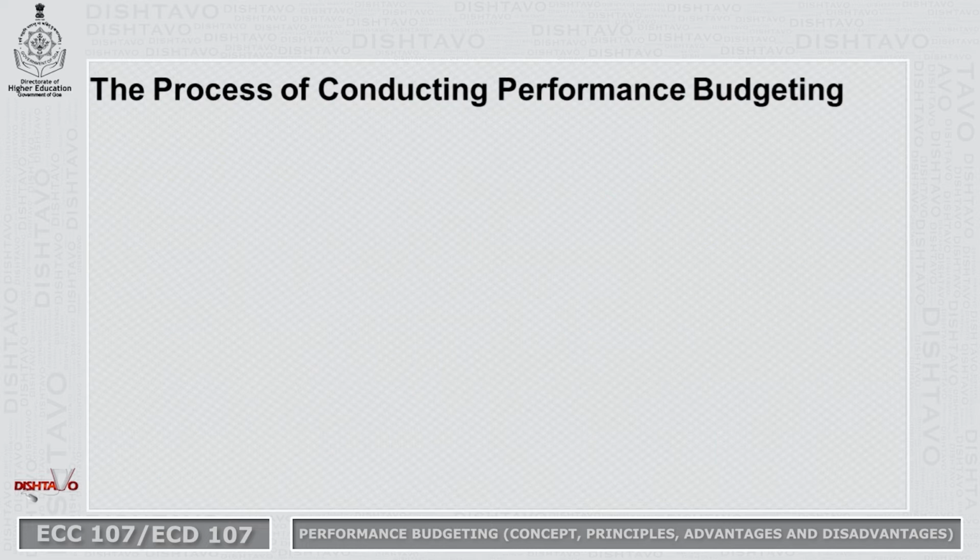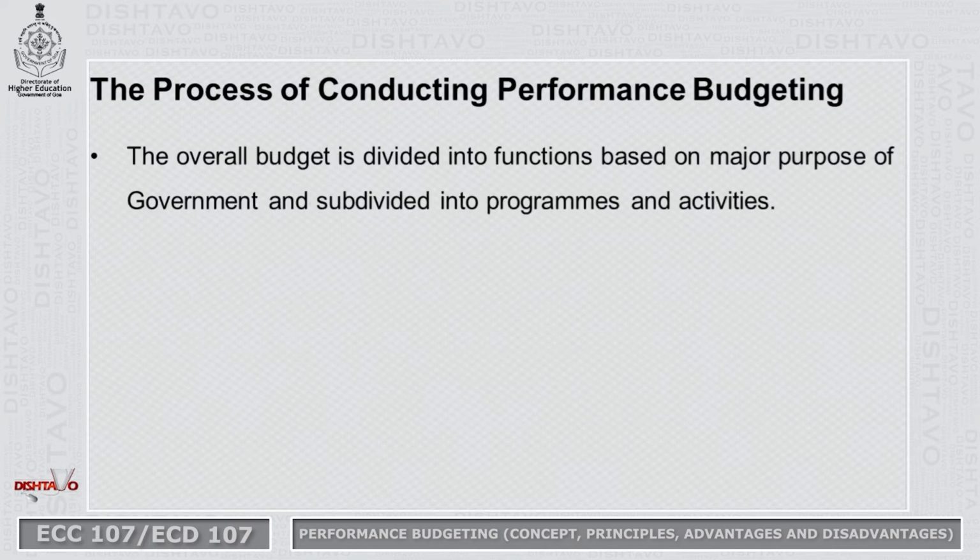Now let us see the process of conducting performance budgeting. Under the performance budgeting system, the overall budget is divided into functions based on the major purpose of work. And then it's subdivided into programs and activities.